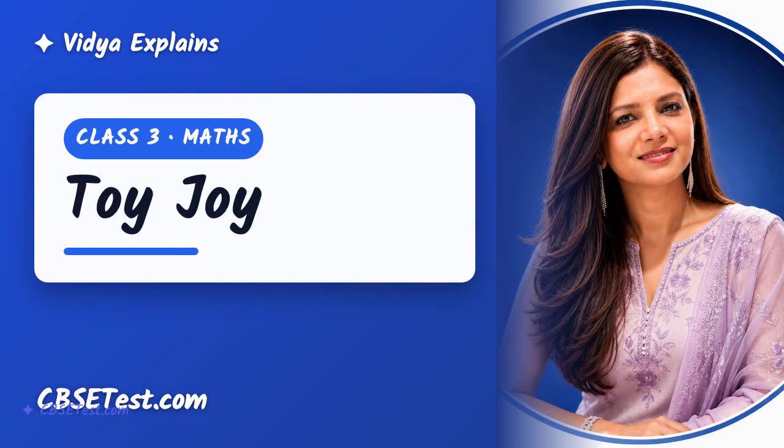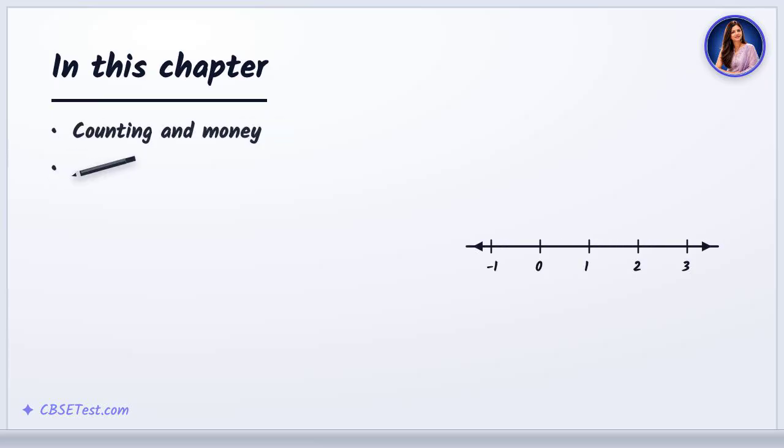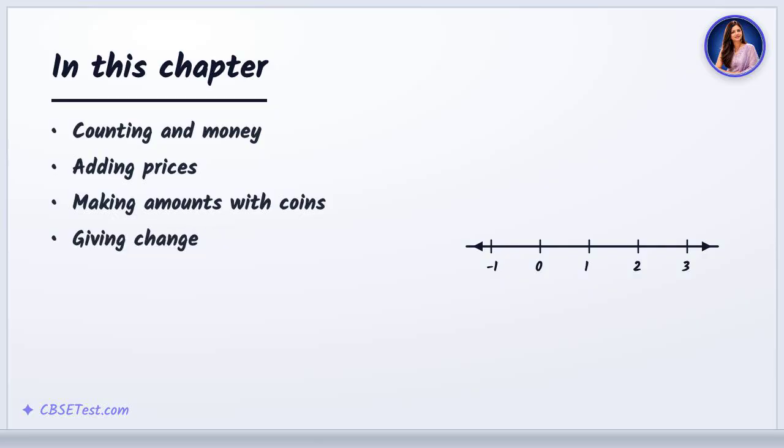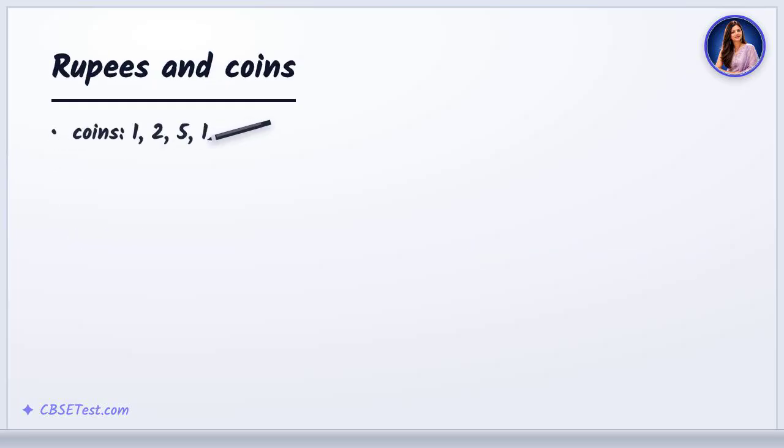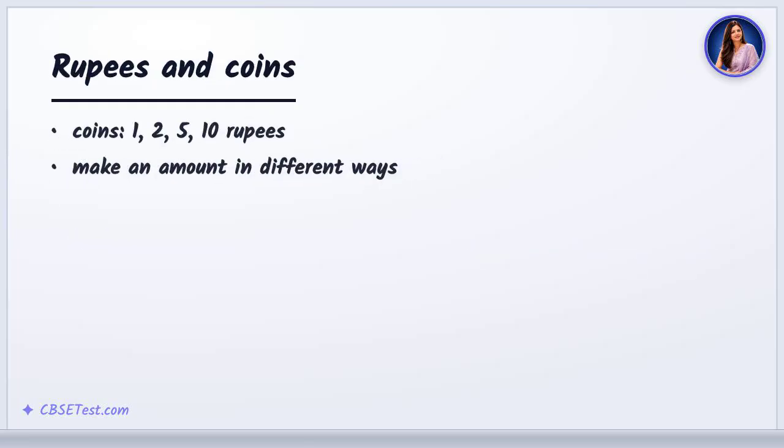Let's learn Toy Joy together, step by step. A toy shop is full of maths. We'll count money, add up prices, and work out the change. We have coins of 1, 2, 5, and 10 rupees. The same amount can be made in different ways.